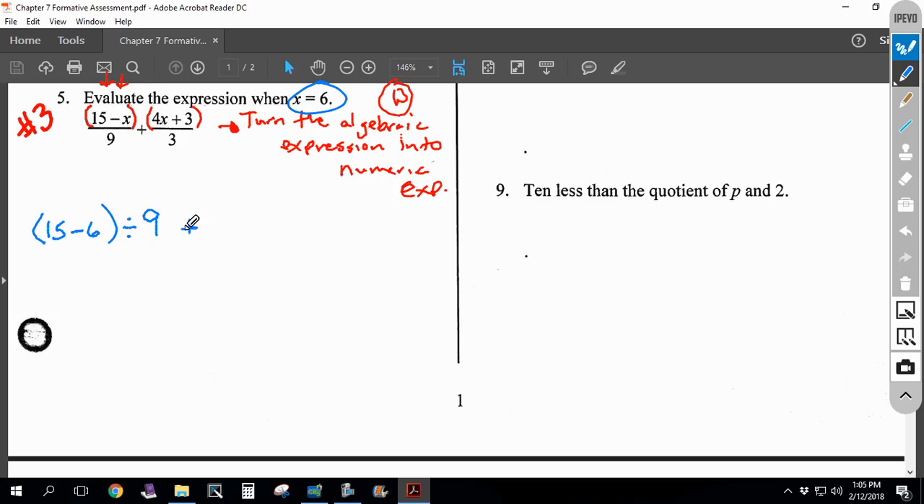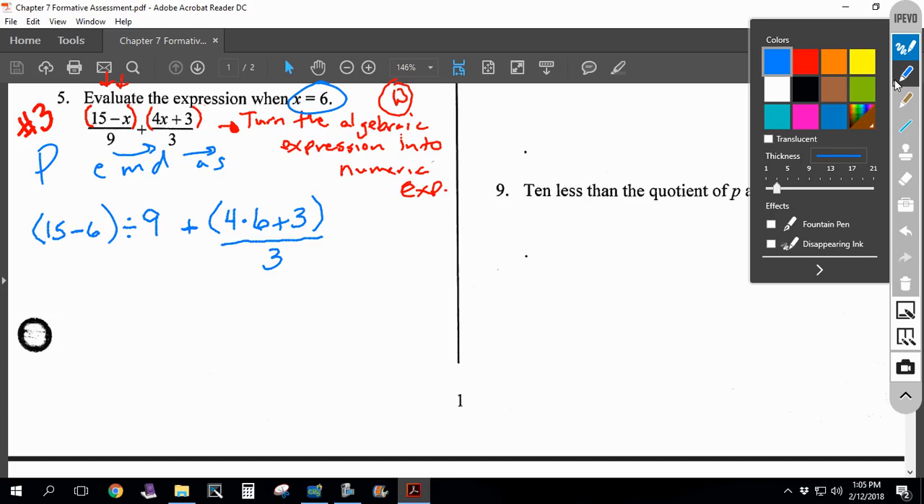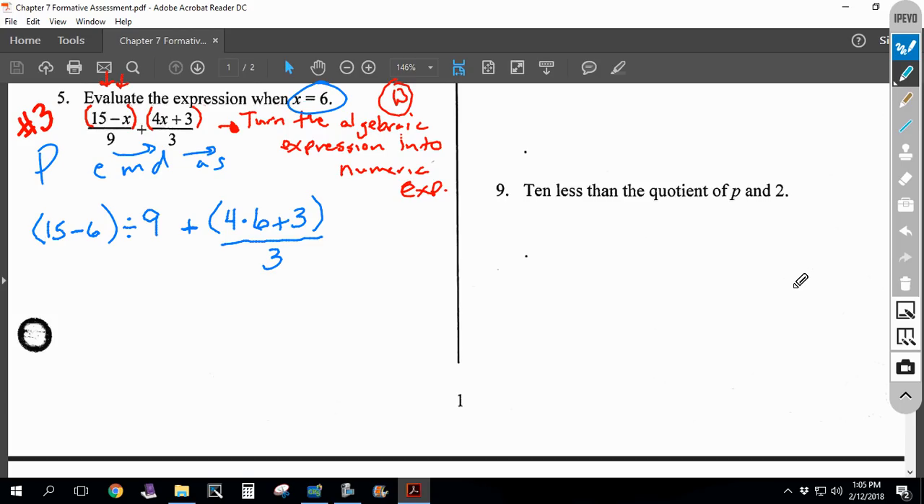Okay, plus parenthesis 4 times 6 plus 3 over 3. Okay. Now I'm hoping some of you are writing PEMDAS. Not everybody needs to, but I think it's still something that we should consider because it does help you. Okay. So we are going to do parentheses first.